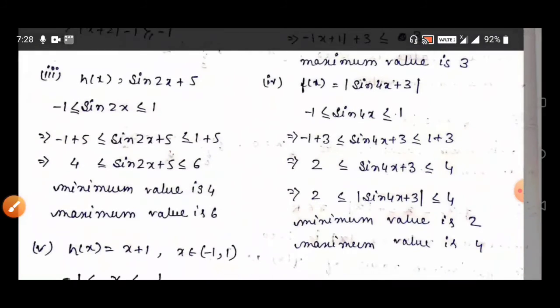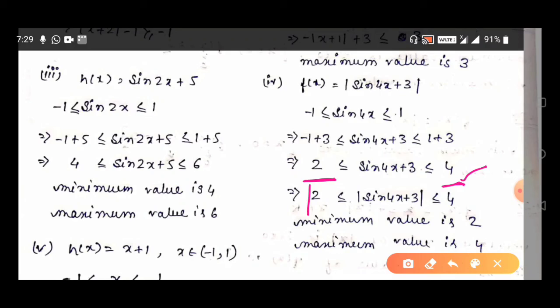Now, question number 4, f(x) equal to modulus sin 4x plus 3. First of all we consider sin 4x, so it will be greater than or equal to minus 1, less than or equal to 1. If we add 3, then it will become 2 less than or equal to sin 4x plus 3 less than or equal to 4. If we take modulus, then nothing will change because this 2 is positive and this 4 is also positive.